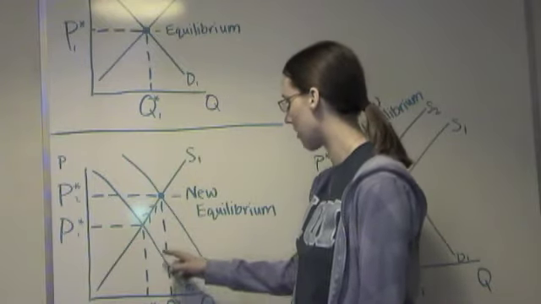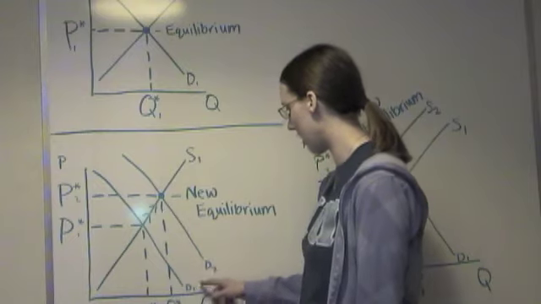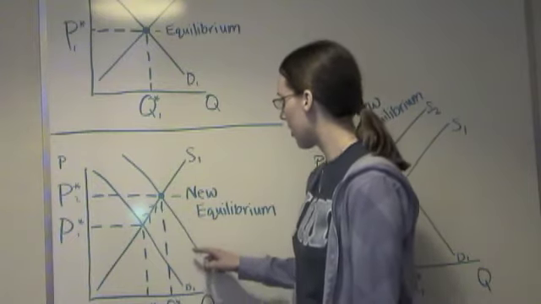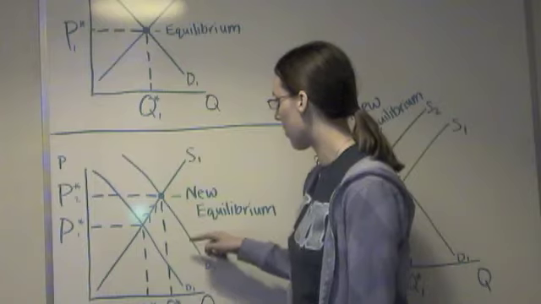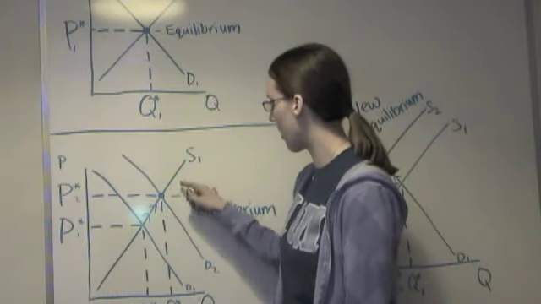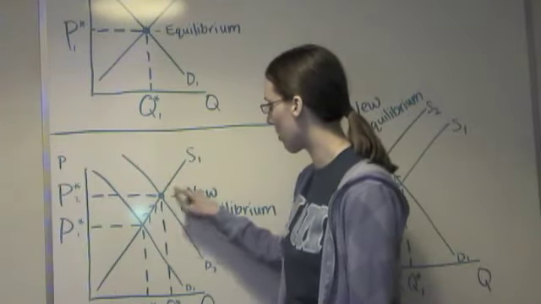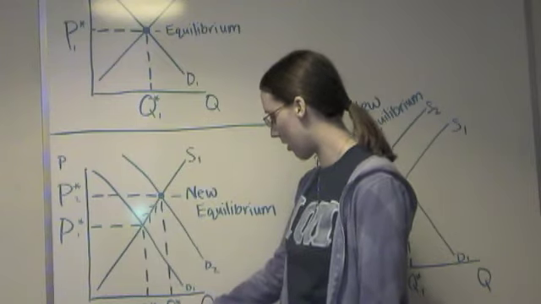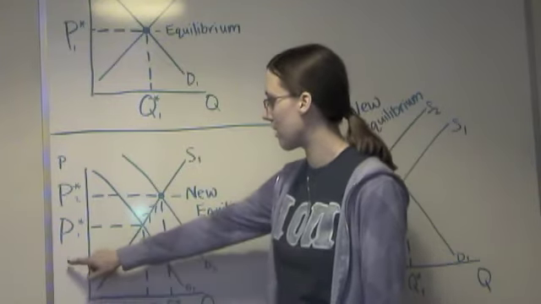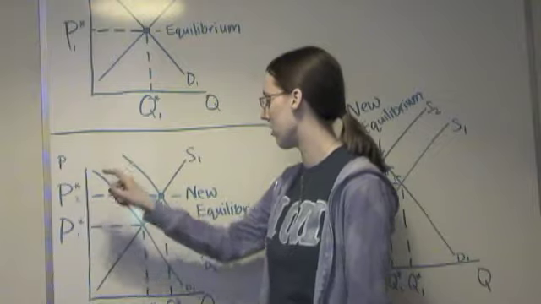The demand curve has shifted out and to the right, D1 becoming D2. At this new curve, the quantity of supply of S1 has increased, resulting in this new equilibrium point, with Q star 1 increasing to Q star 2 and P star 1 increasing to P star 2.